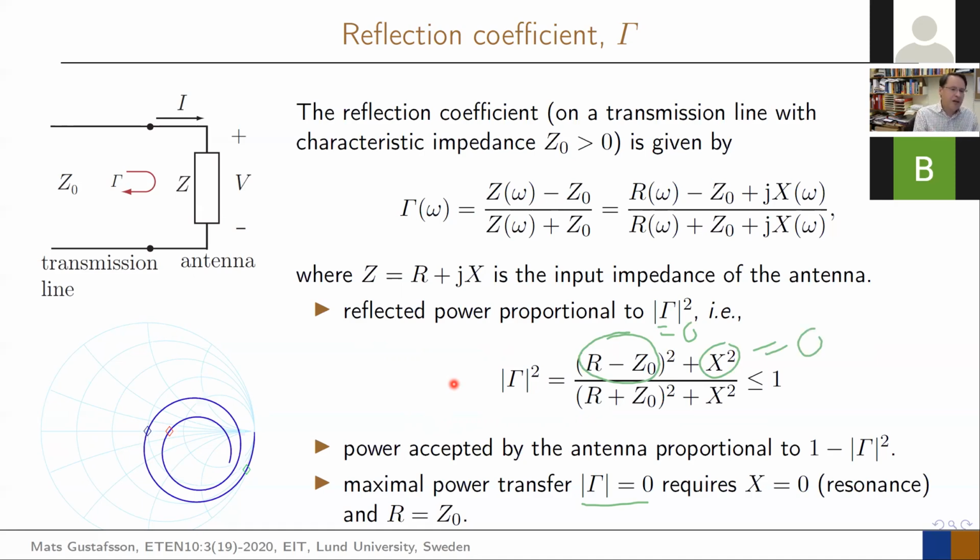So for the antenna to not reflect anything back, your R part, this resistive part, has to be equal to 50 ohm if your transmission line is 50 ohm. And the reactance has to be 0, which means the antenna has to be resonant. So those are the two conditions that we have: resonance and equal resistance.